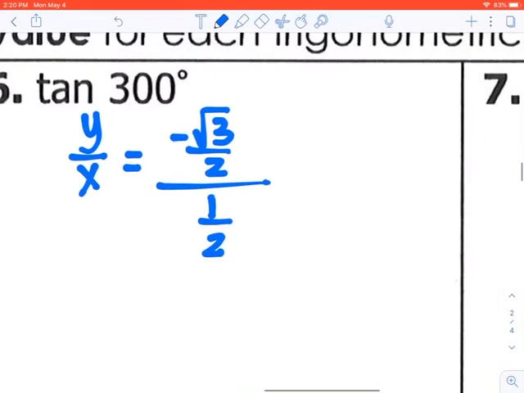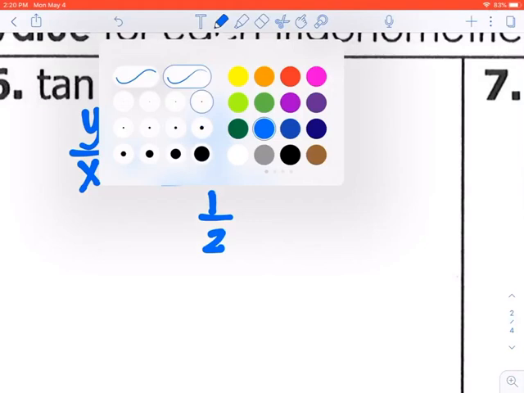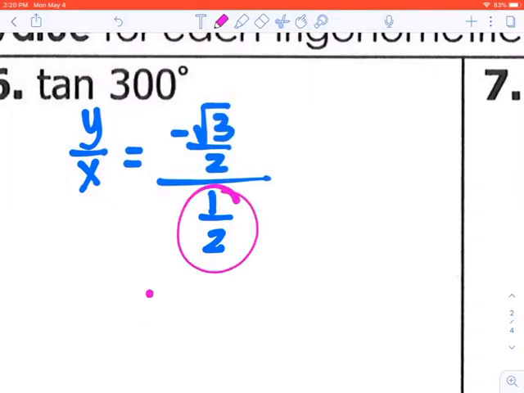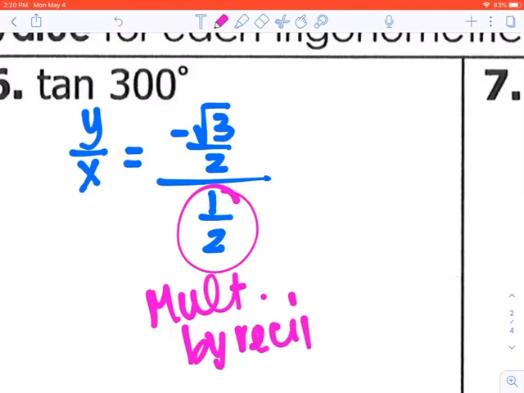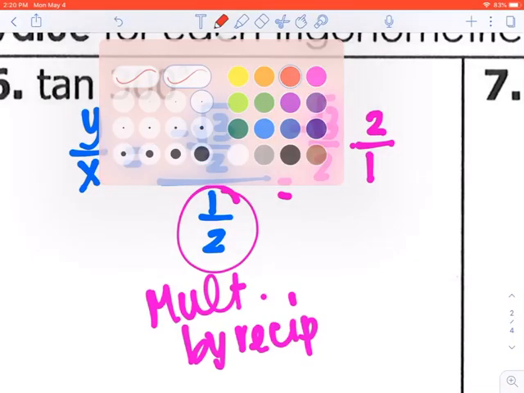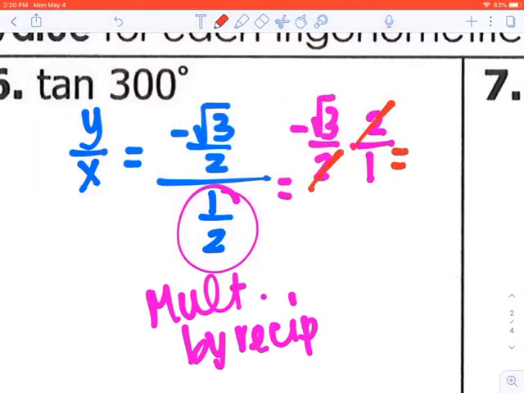How do you divide fractions? You multiply by the reciprocal. So I'm going to multiply by the reciprocal here. These are your complex fractions that we learned last chapter. So negative root 3 over 2 times 2 over 1. I flip the 1/2 over. And you can reduce. The 2's cancel, and I'm left with a negative root 3.